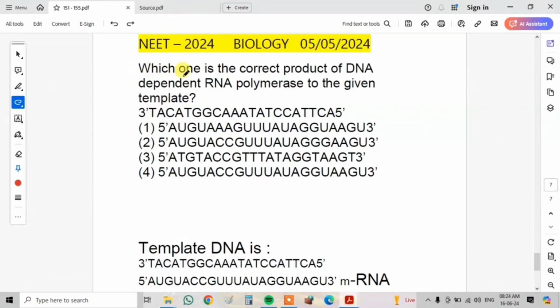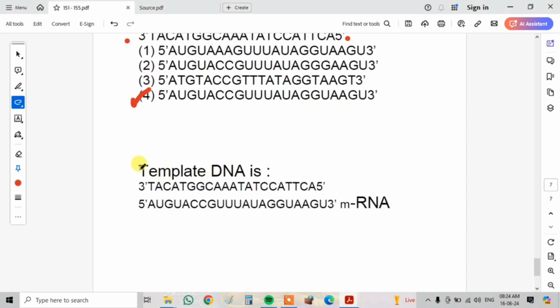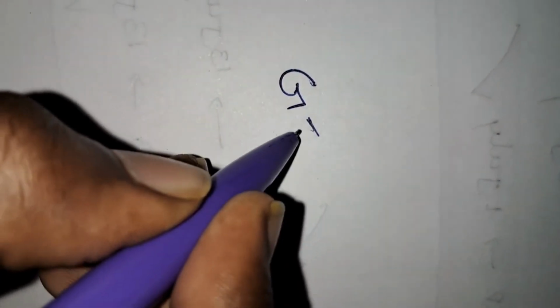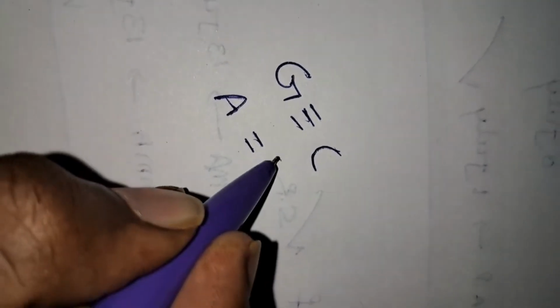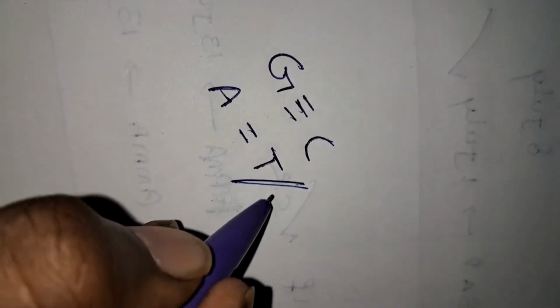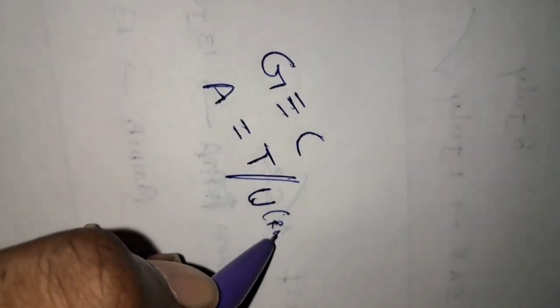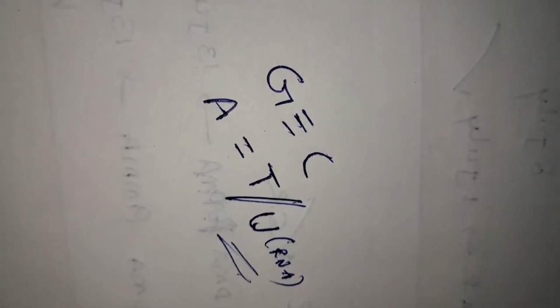Biology NEET 2024. Which one is the correct product of DNA dependent RNA polymerase to the given template? Observe the given template from 3' to 5' and you have to write the mRNA for the template, and option 4 is the correct answer. Guanine connects with cytosine with 3 hydrogen bonds, and adenine will connect with thymine, or uracil in the RNA, with 2 hydrogen bonds. You have to see the difference between thymine and uracil.